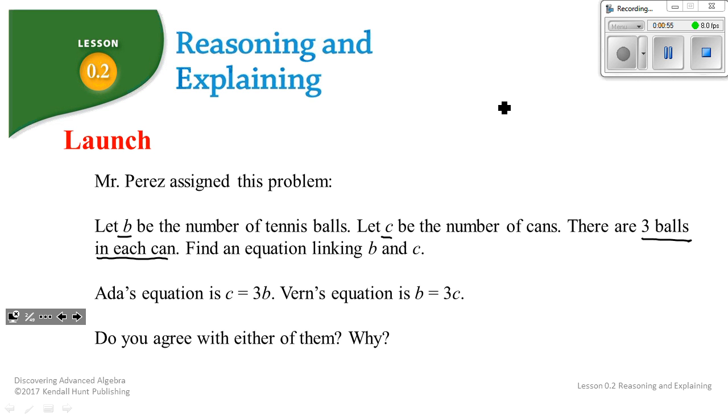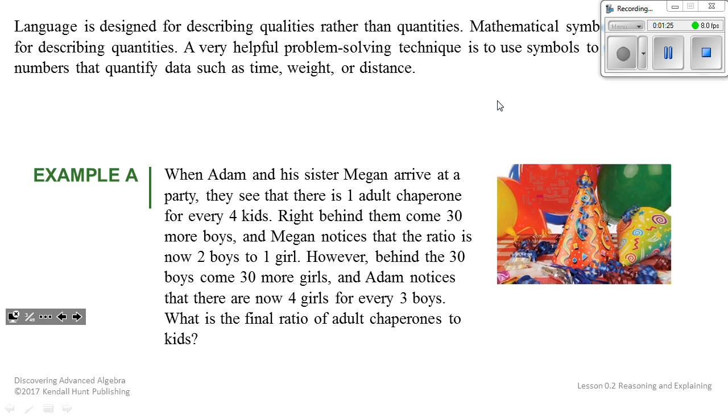So Ada says that C, or cans, equals 3 times the number of balls. Vern says that the balls is 3 times the number of cans. Which one is correct? So what would we multiply? Would we multiply the cans by 3, or would we multiply the balls by 3? Well, hopefully you're coming to this conclusion. There are 3 balls in each can, so we're going to take the number of cans and multiply that by 3 to get the total number. So just a quick launch or quick warm up there.